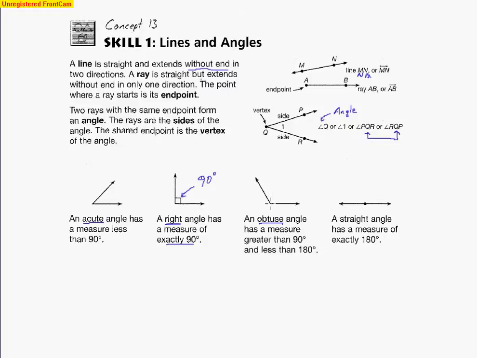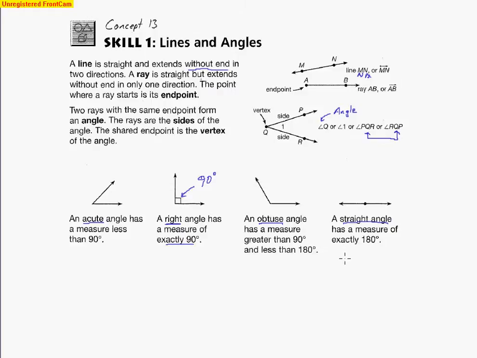And you see how this angle, this point, seems duller than this point here, where this one's sharp. So acute means less than 90 degrees. Obtuse means greater but less than 180. Because if we had 180 degrees, then we've got ourselves a straight angle. And so a straight line would just be exactly 180 degrees.